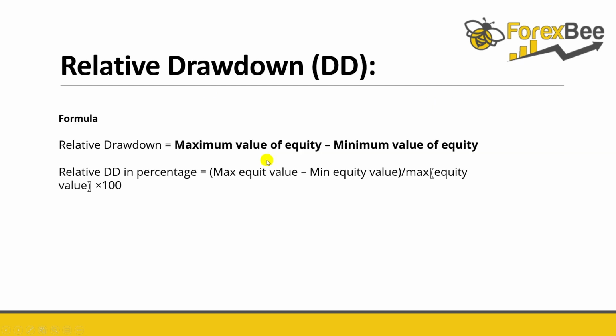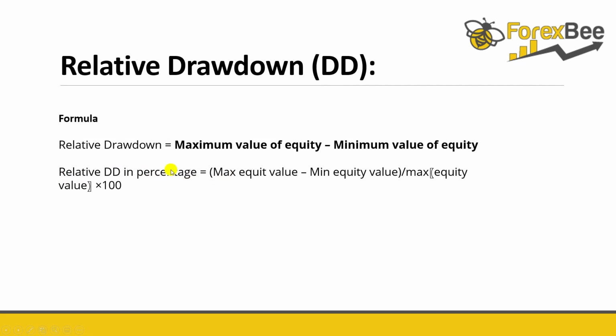Let's talk about the formula for calculating relative drawdown. The formula is maximum value of equity minus the minimum value of equity. This would give us the value of relative drawdown in terms of dollars. Mostly traders use the drawdown in terms of percentage. So in order to convert this into percentage, what we can do is maximum equity value minus minimum equity value, divided by the maximum equity value, and then multiply it by 100. That's how you can calculate the percentage of relative drawdown.